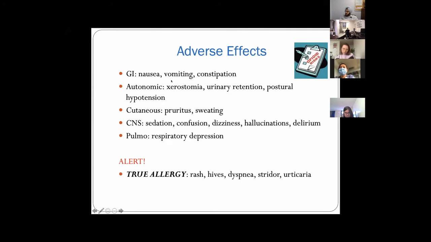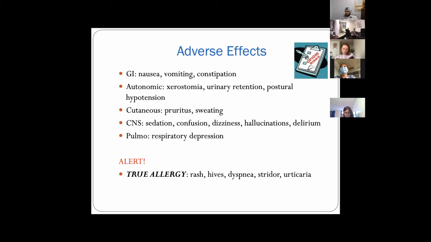Next slide. I cannot overemphasize this enough, that there are significant adverse effects for opioids, from GI, nausea, vomiting, constipation, which are quite common, to autonomic manifestations such as urinary retention, even postural hypotension. Cutaneous effects are common, like pruritus and even profuse sweating. And I think the most feared one is respiratory depression, right? And we know that the CNS effect comes with the territory of opioids because of their central acting effects.